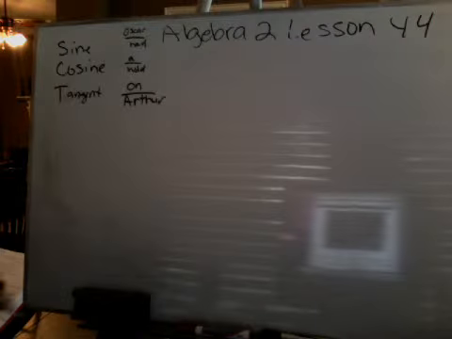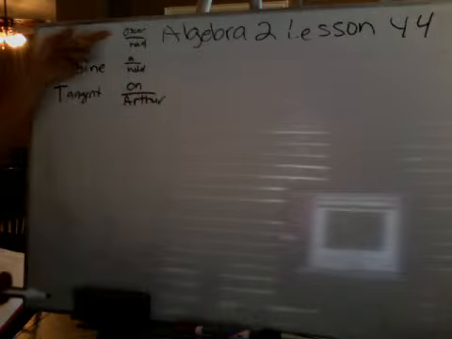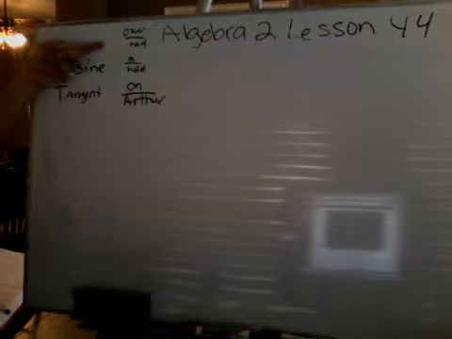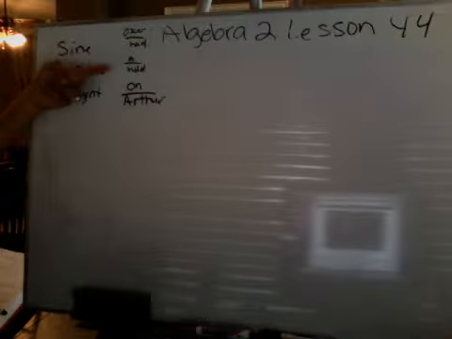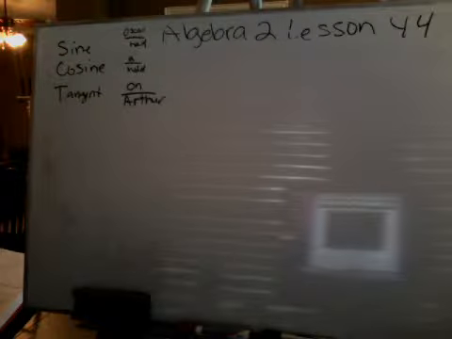Okay, this is lesson 44, Algebra 2. In the previous lesson, we talked about sine, cosine, and tangent. It's important to remember how you set them up. Remember a little phrase: Oscar had a hold on Arthur, meaning opposite over hypotenuse, adjacent over hypotenuse, and opposite over adjacent. So let's look at solving right triangles.